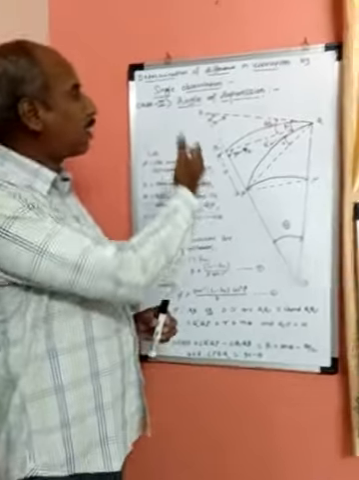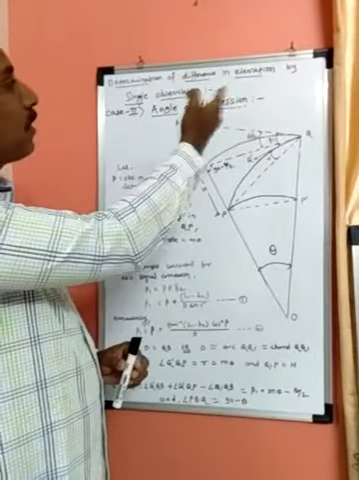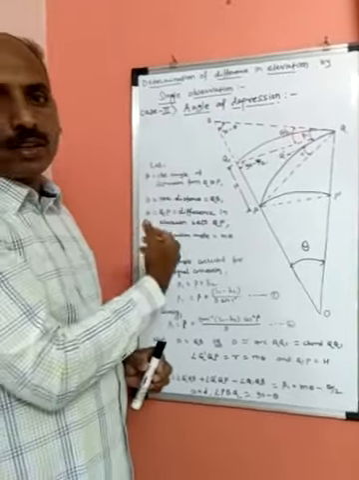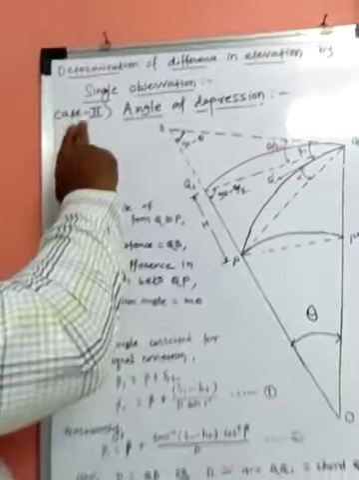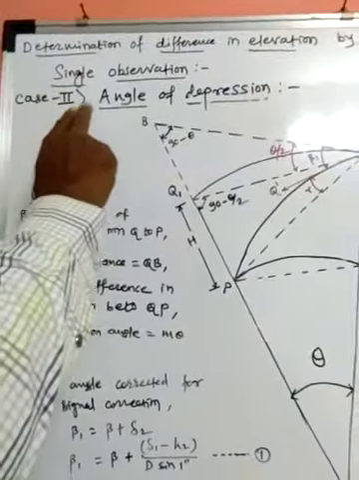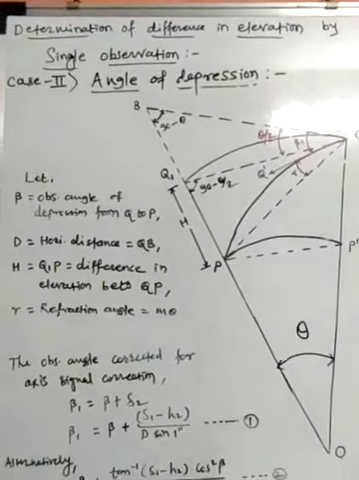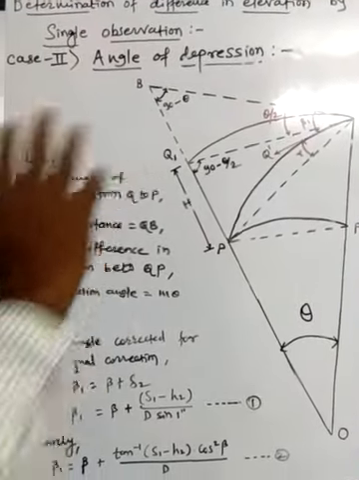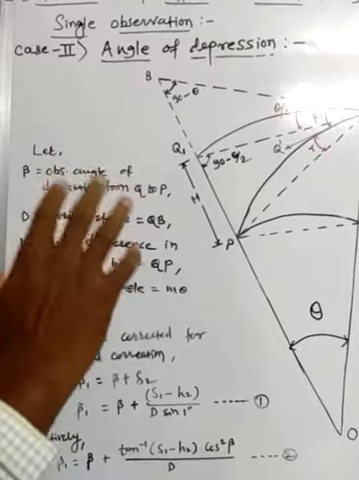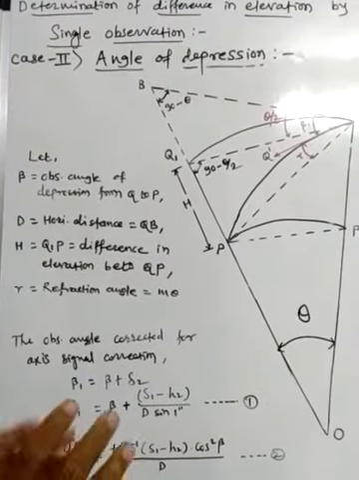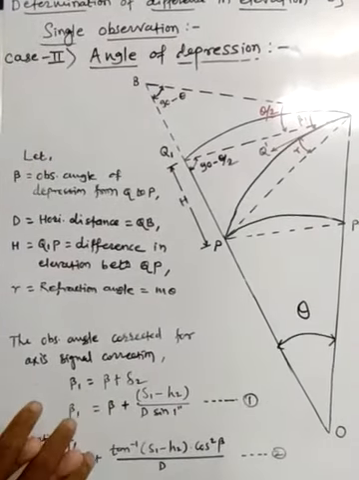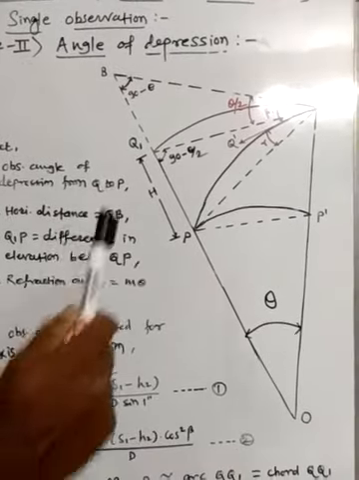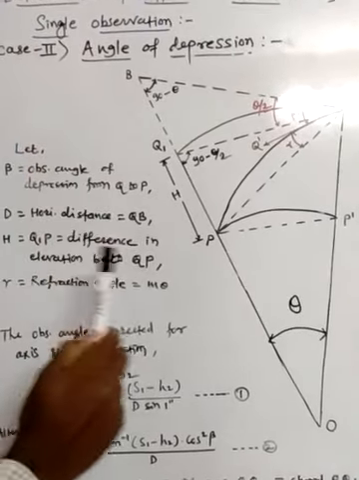Let's see today's part: determination of differential elevation by single observation. This will be part of the second one, case 2, angle of depression. This angle of depression, or difference in elevation by single observation, is related to trigonometrical leveling. Let's consider the second part, angle of depression.